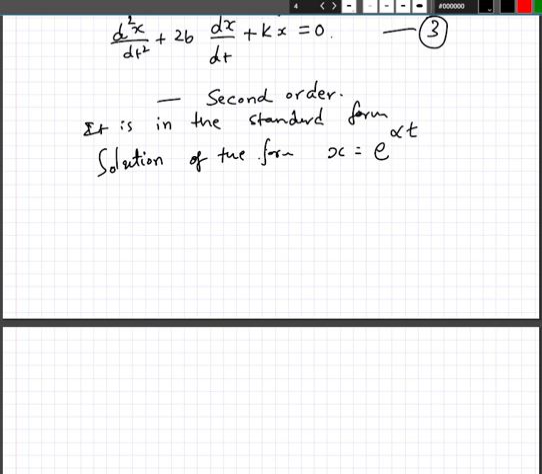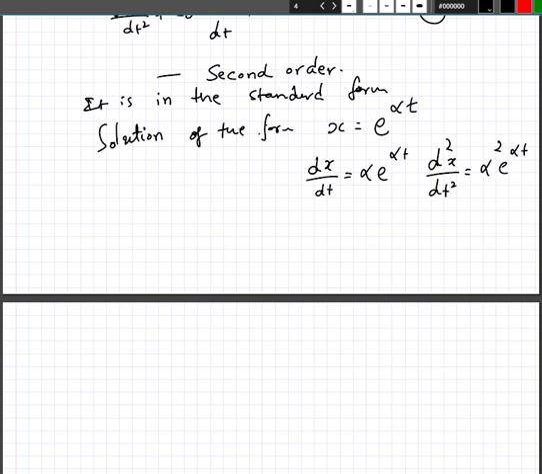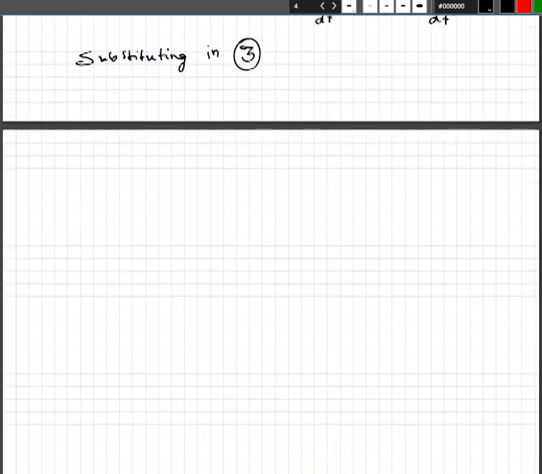Okay, we will find out the particular solution. So therefore dx by dt is equal to alpha e to the power alpha t, and d square x by dt square is equal to alpha square e to the power alpha t. Substituting in equation 3, we substitute this in equation 3.